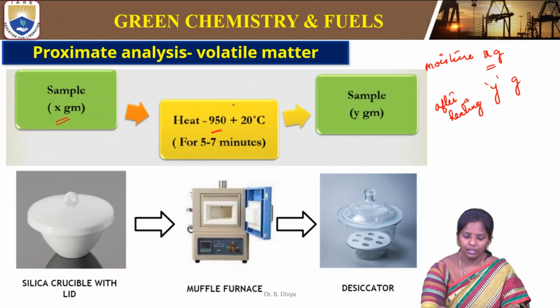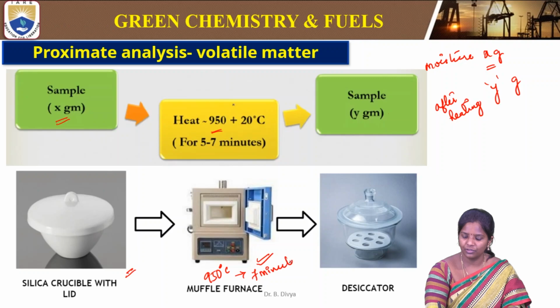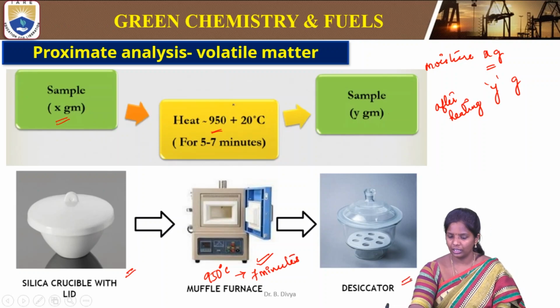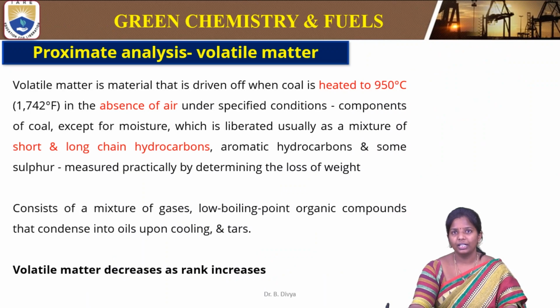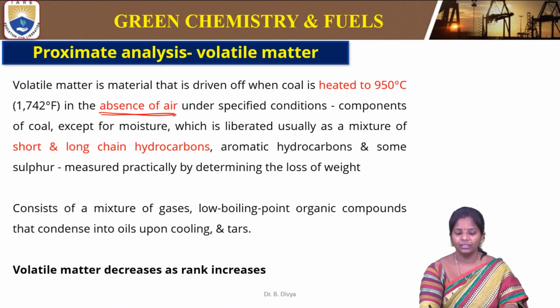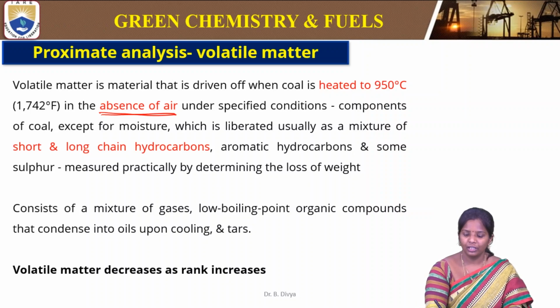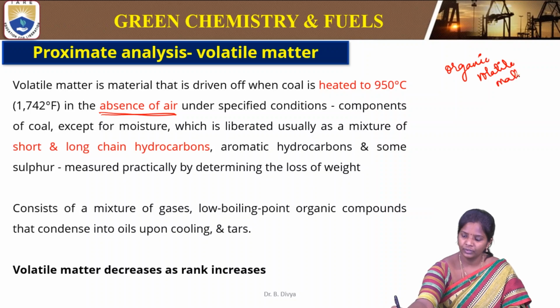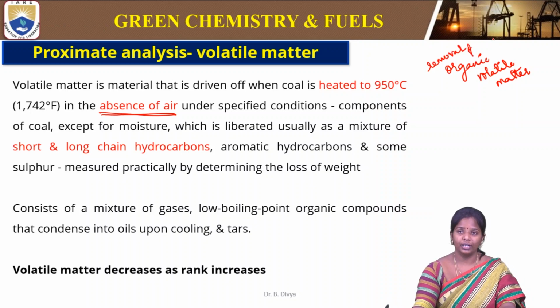The crucible with the lid is kept in the muffle furnace at 950 degrees centigrade for 7 minutes and then transferred to the desiccator, and weights are taken. This is done in the absence of air so that most of the organic volatile matter can be removed at these high temperatures. This is the removal of organic volatile matter.